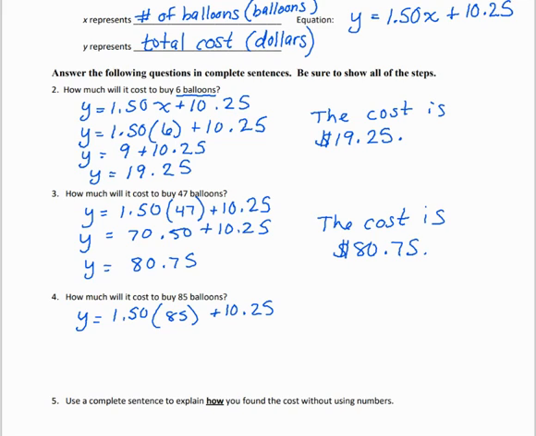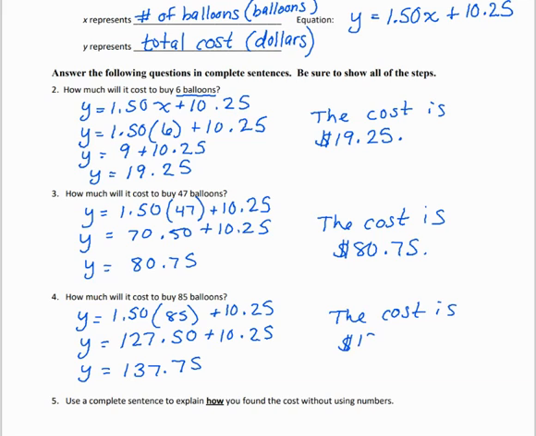Okay, and then number 4, 85 balloons. So we plug in 85. 1.50 times 85 is 127.50, right? Not just 0.5. Plus we have the delivery charge, and that gives me a grand total of $137.75. So very good job to everyone who chimed into the chat because you were all correct. And those of you who didn't, hopefully you still had the correct answers, or at least one of the correct answers.